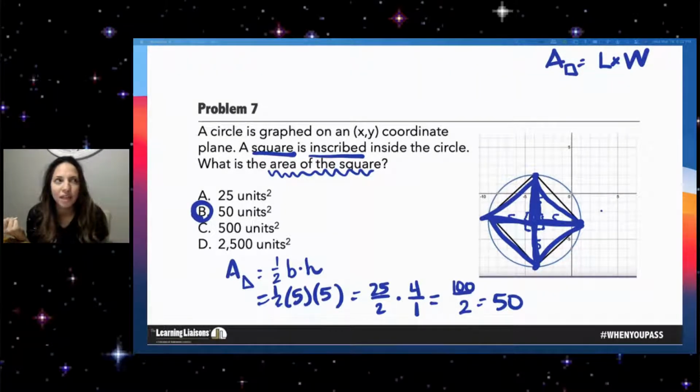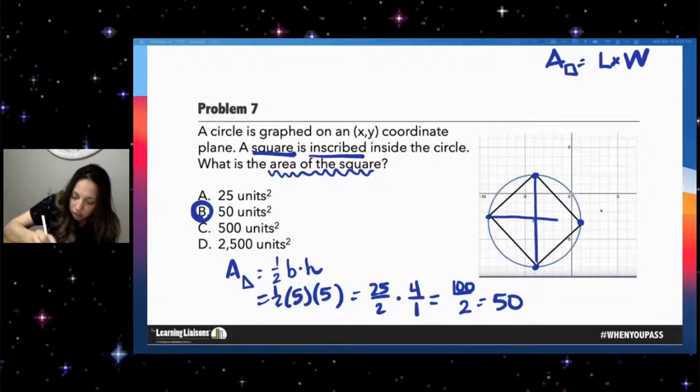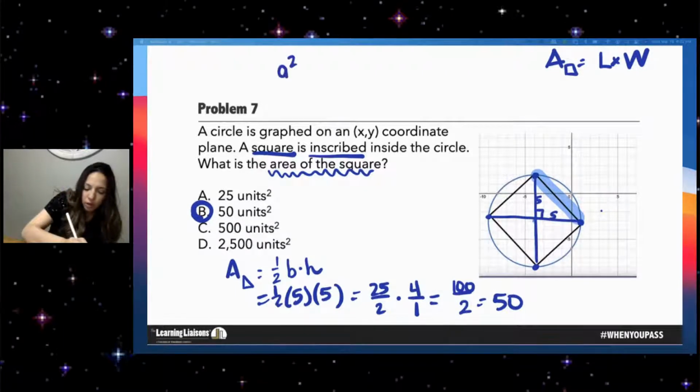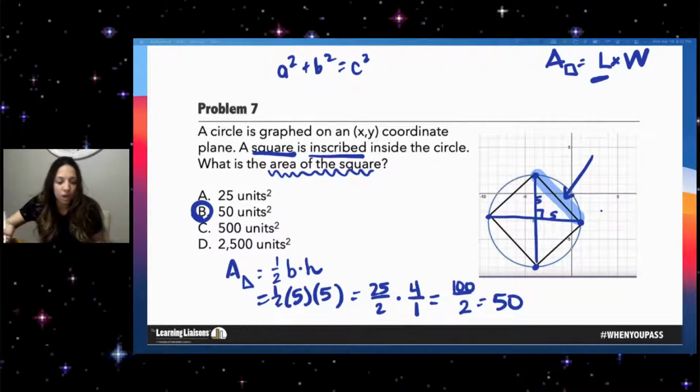That's how I would solve it if I was in K through 6 and didn't need to know the Pythagorean theorem. But if I know the Pythagorean theorem, I could also solve it that way. We already established that this is 5 and this is 5 and this is a 90-degree angle. So I could find the missing side of my triangle by doing a squared plus b squared equals c squared, and that would give me the side of my square that I'm looking for.